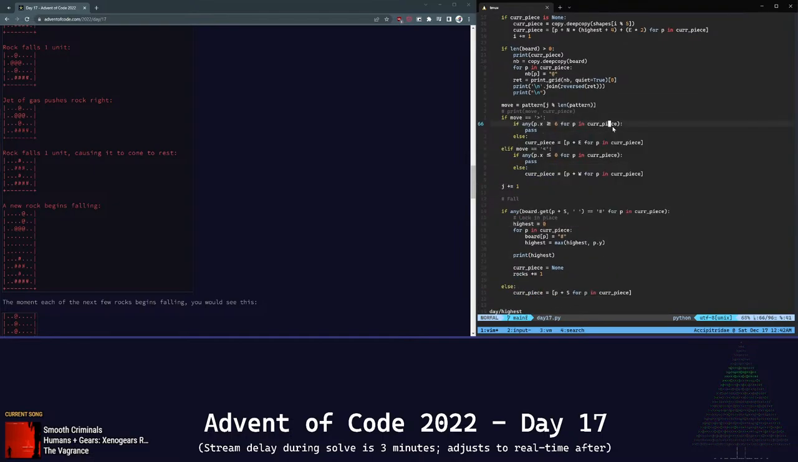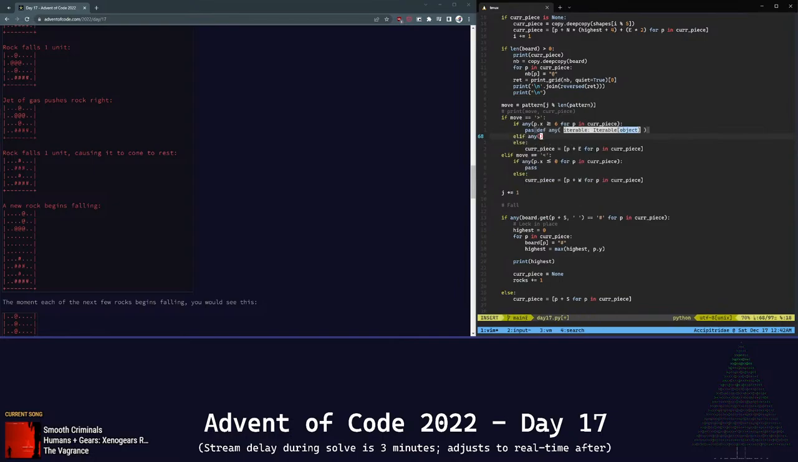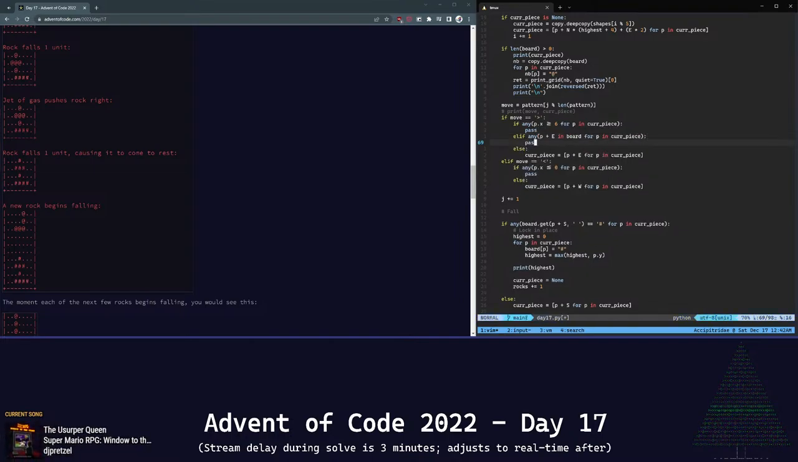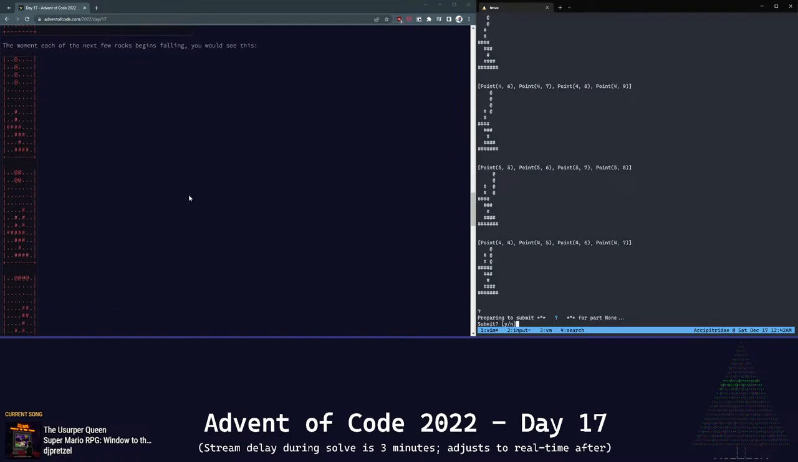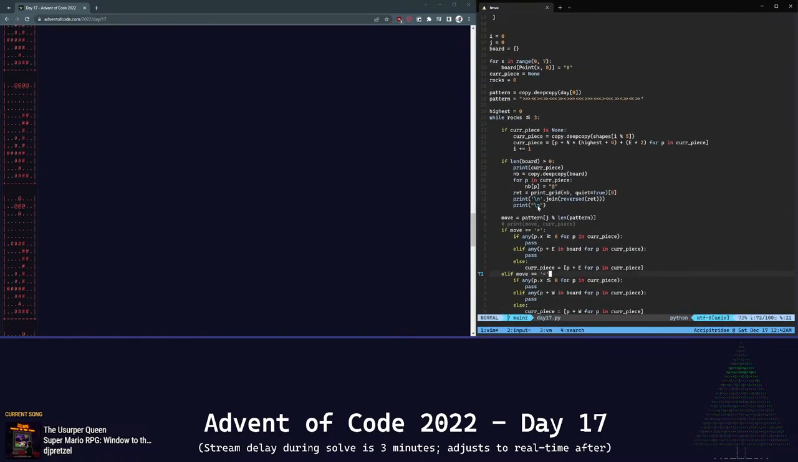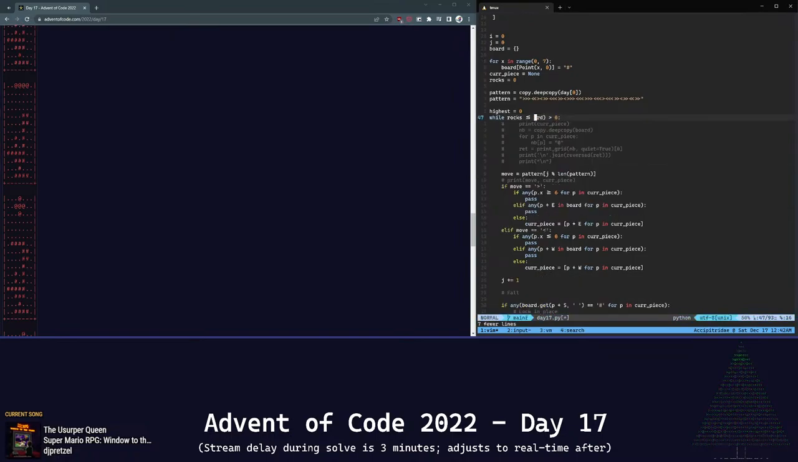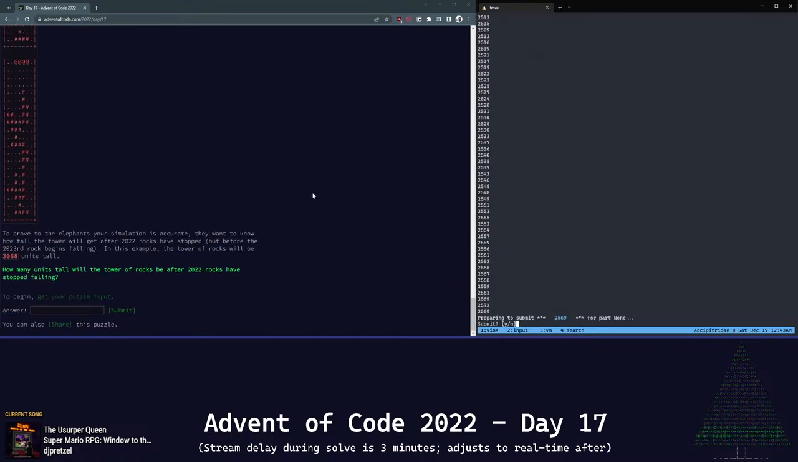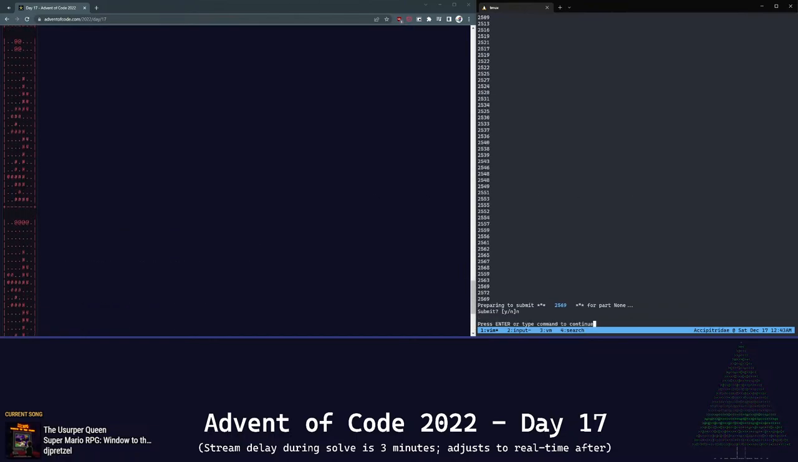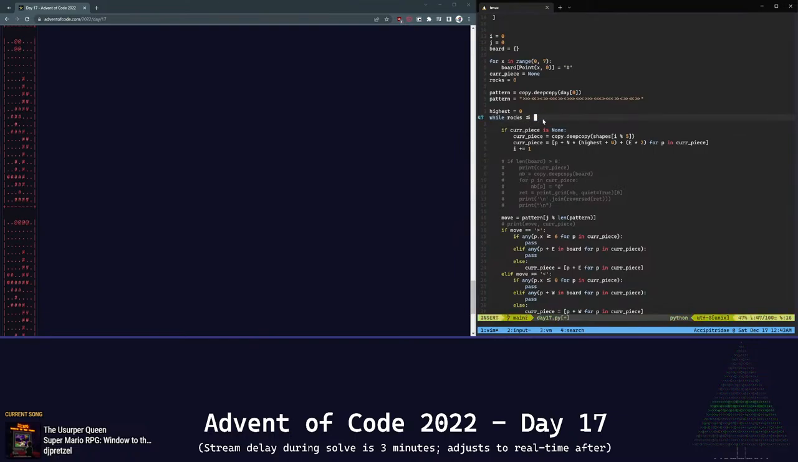Oh, I see. Shift it over. I see. So it's this. Yeah, this looks a lot better. Excellent. Better, but not quite it, it looks like. Let's see. 12 rocks. Let's see what's going on here.